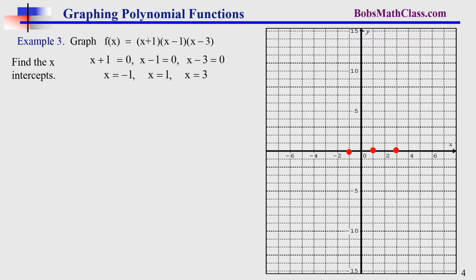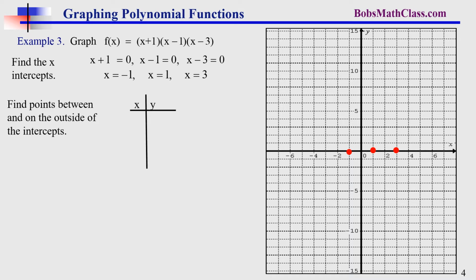Okay, now we're going to make a table. And we're going to pick numbers to the left of negative 1, in between negative 1 and 1, in between 1 and 3, and outside of 3. So like to the left of negative 1, sorry, I keep saying the wrong number. What's to the left of negative 1? Negative 2. And then what's between negative 1 and 1? 0.